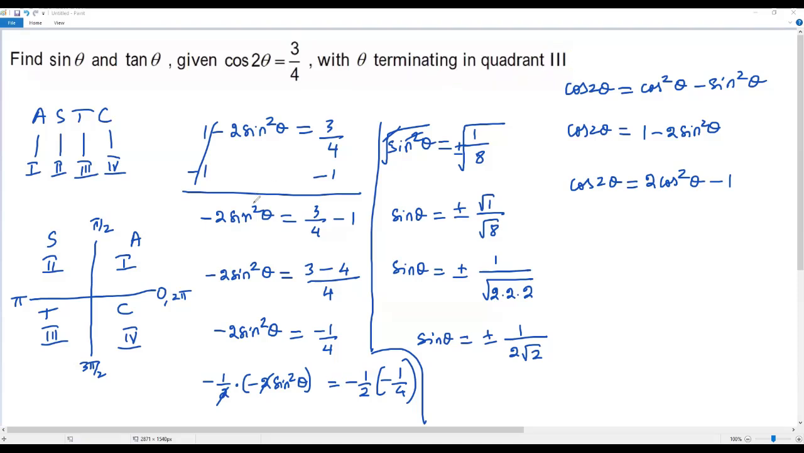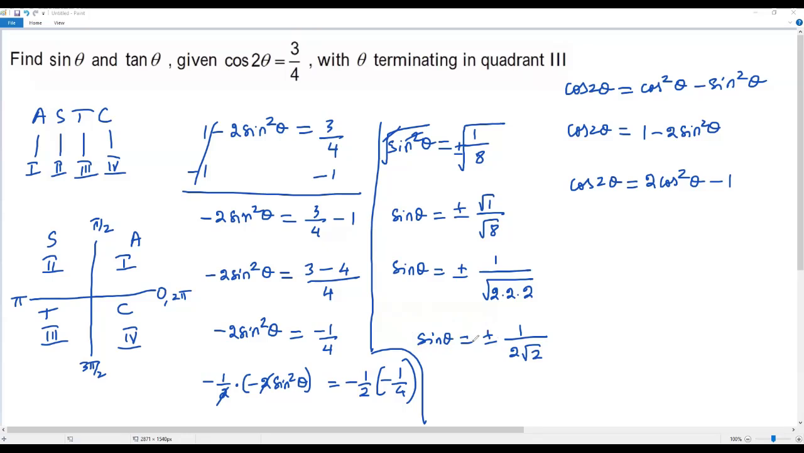So we have to consider the third quadrant over here. In the third quadrant, we have the letter T. T means tangent and its reciprocal cotangent. Only these two trigonometric ratios are positive in the third quadrant. The rest are negative. So we find the value of sine theta. Sine theta is negative in the third quadrant, because in the third quadrant only tangent and cotangent are positive. So sine theta must be negative.